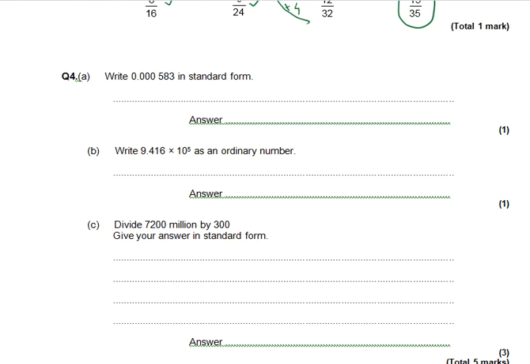Write 0.853 in standard form. Well, to write a number in standard form, it needs to be a number between 1 and 10. So the first thing I can see is 5.83. Standard form then has times 10, and then we've got a power up here. Positive if it's a big number, negative if it's a small number. This is a small number.